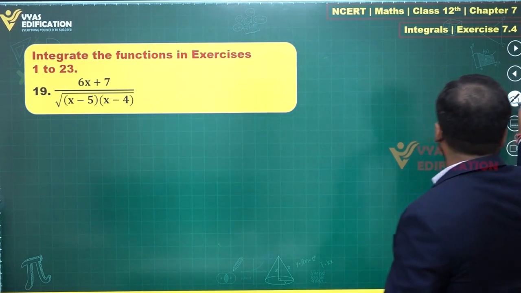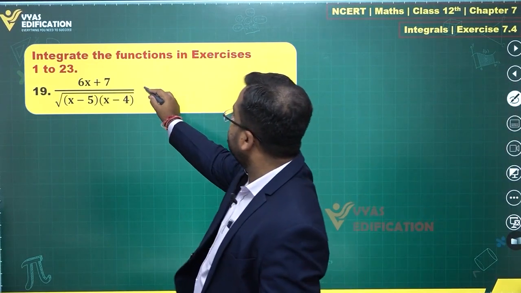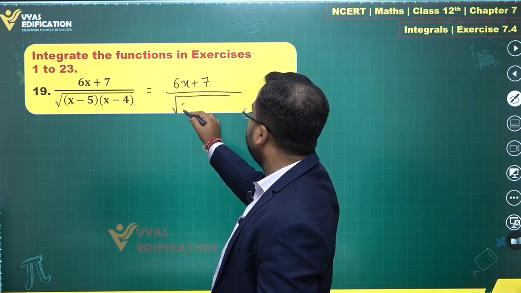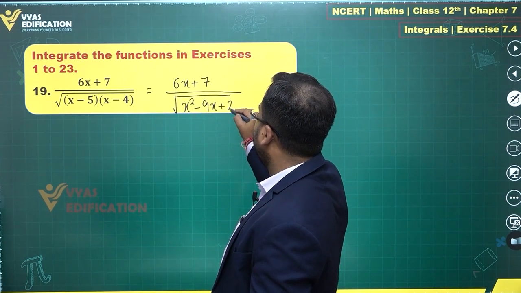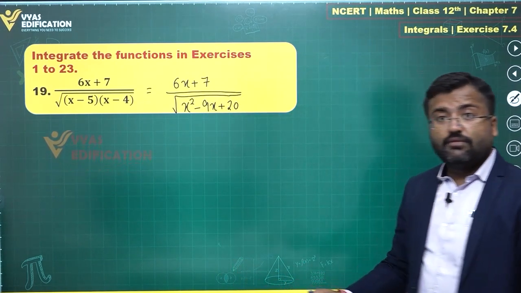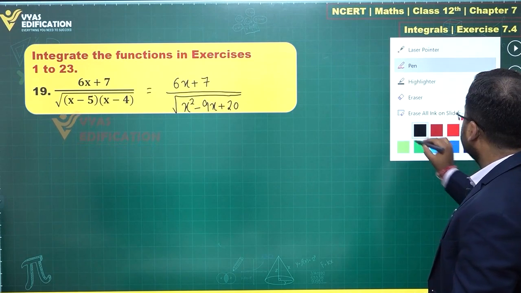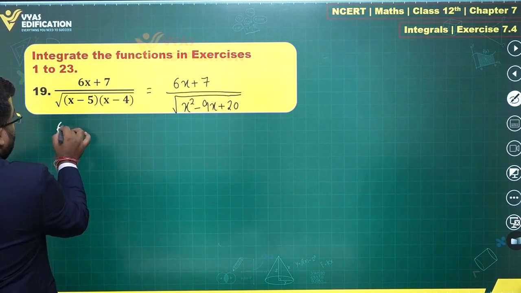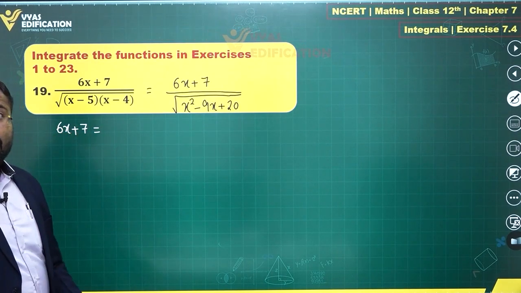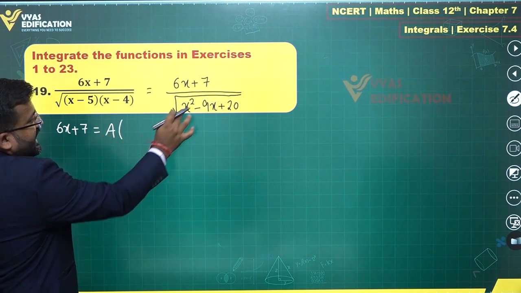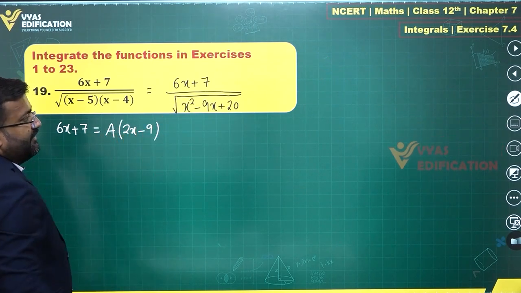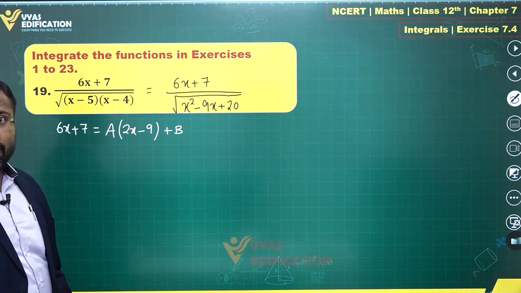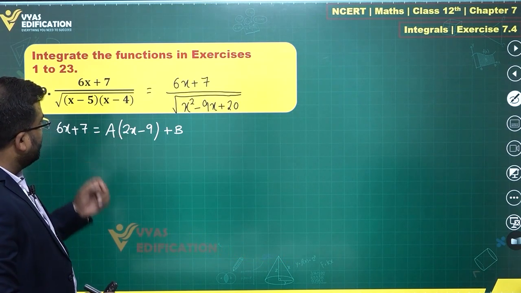Let me write this expression first of all in another form. This is 6x plus 7, and in the denominator you have x square minus 9x plus 20. Do you observe this? Yes. And let me write the numerator: 6x plus 7 as a times the derivative of this denominator quadratic, which is 2x minus 9, plus some other constant b. This is what you have, and this is always equal to this, therefore we can compare coefficients.